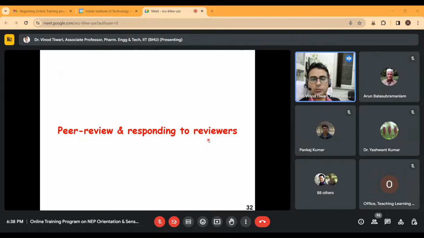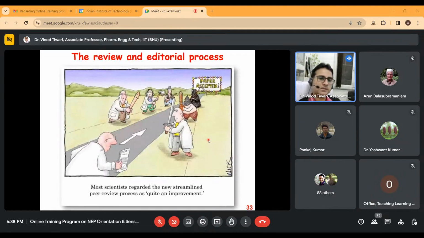Now, next comes the peer review and responding to reviewers. You can see here, this is you with your manuscript ready for submission. And what you see here are a lot of people ready to handle you with a lot of weapons in their hands. They are reviewers and editors, a team of reviewers and editors, there to make sure that you should not reach the end. If you do reach it, that means your work is really good and it will be accepted for publication.